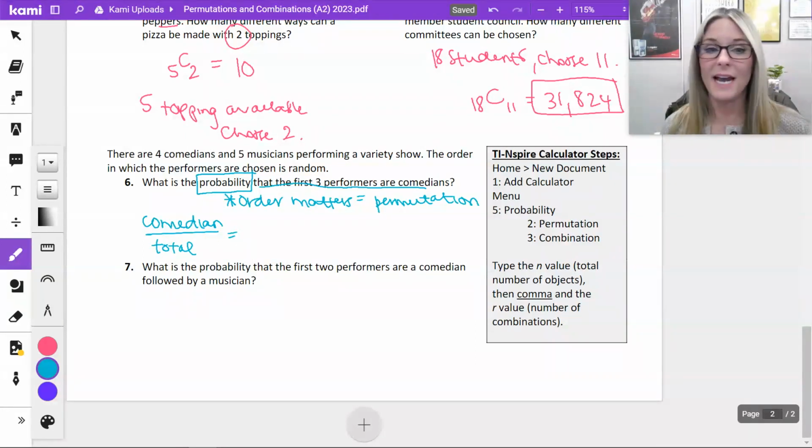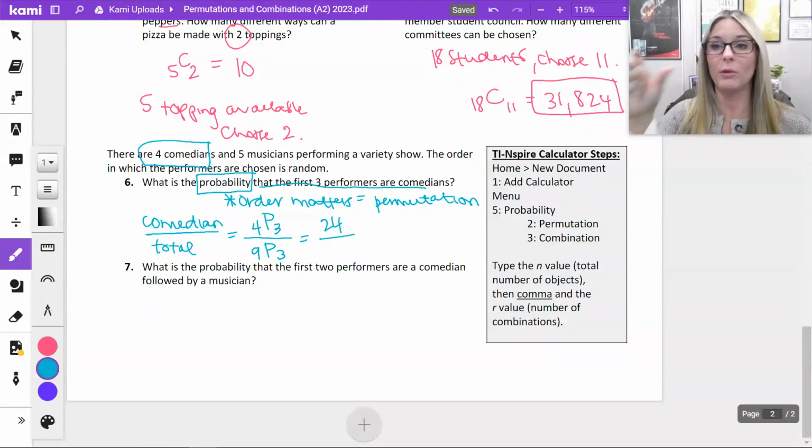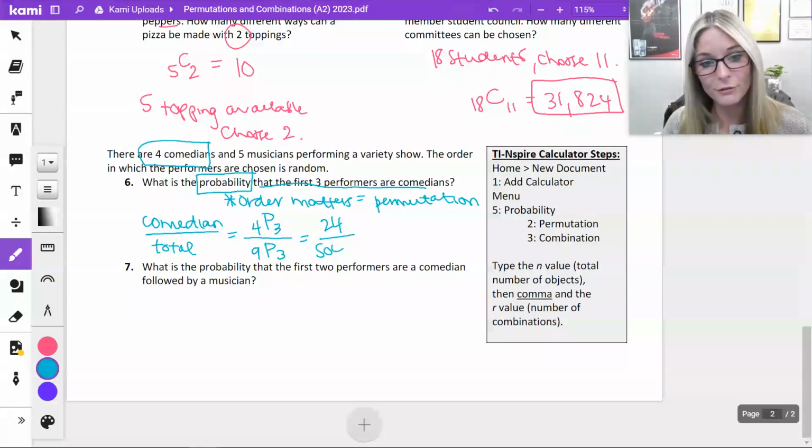So to be chosen as a comedian to be the first 3, with a permutation, we want the order to matter. So we're choosing 3 performers from the 4 comedians. There were 4 total comedians, and we are choosing 3. We want them to be first. And then out of our total, there were 9, and we're choosing 3. So using my calculator, 4 permutation 3 is 24. And for our denominator, the total, there were 9, and using a permutation to choose 3 was 504.